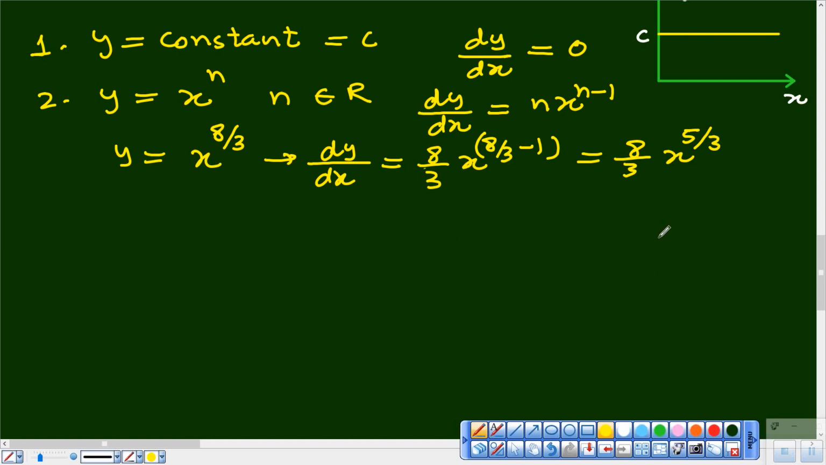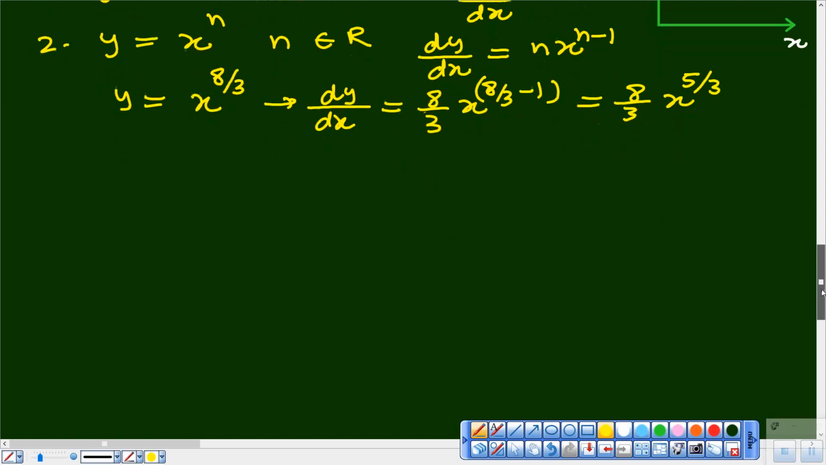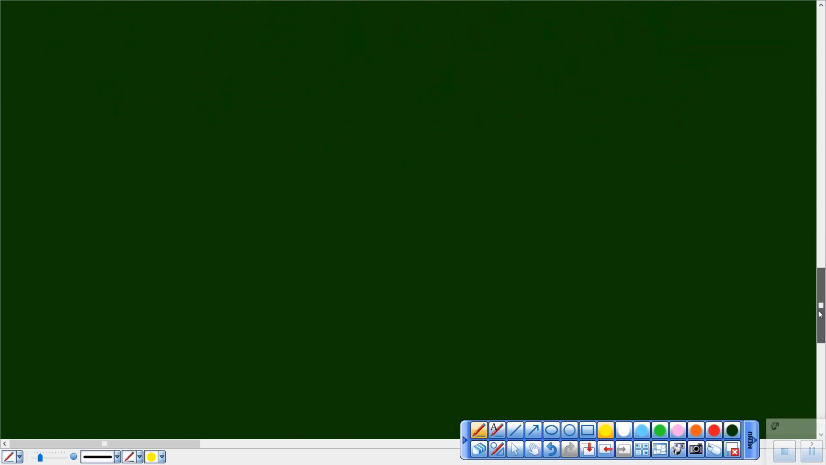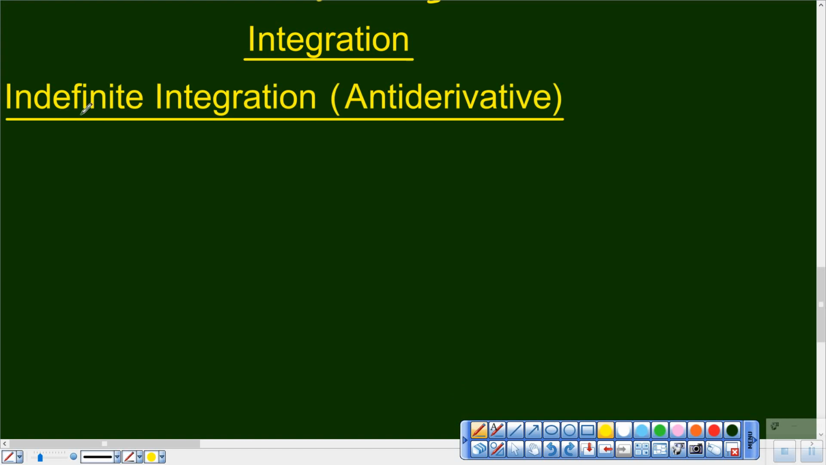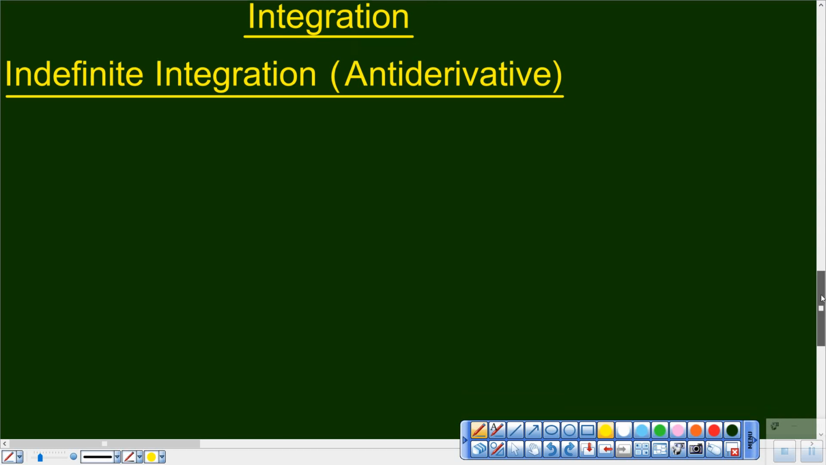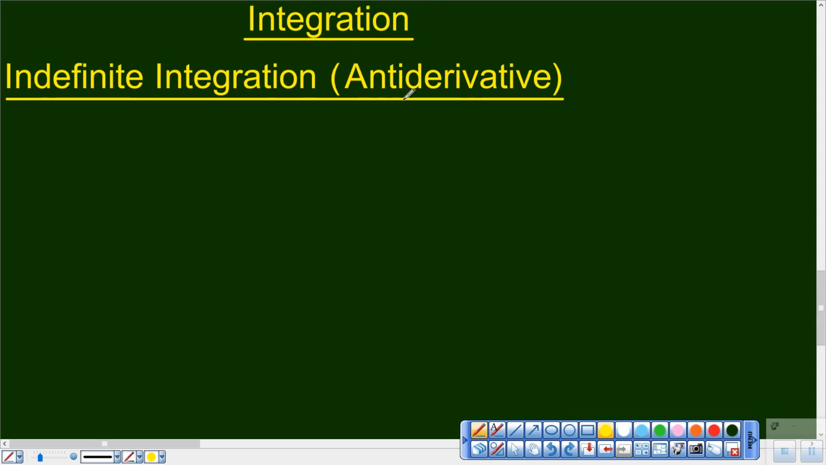Having discussed differentiation, now we go over to integration. Integration is of two different kinds. The first is indefinite integration, also known as antiderivative, and the other is known as definite integration.